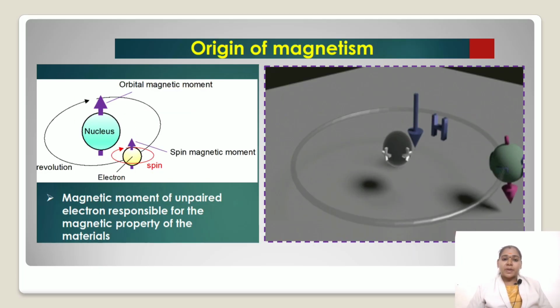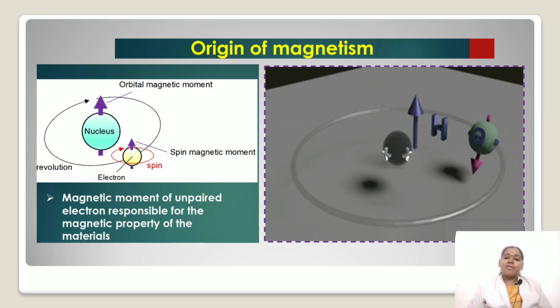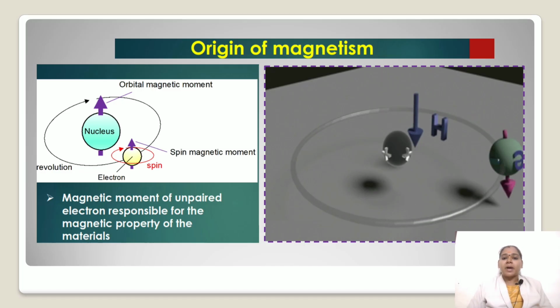This slide explains the origin of magnetism at the atomic level, focusing on two types of magnetic moments. First, we see the orbital magnetic moment. Electrons move around the nucleus in orbitals, similar to how planets orbit the sun. This revolving motion of the electron creates a tiny current loop which generates a magnetic field. This is referred to as the orbital magnetic moment.